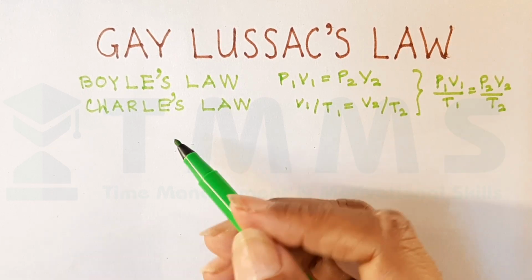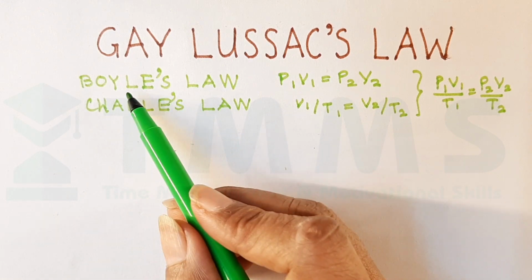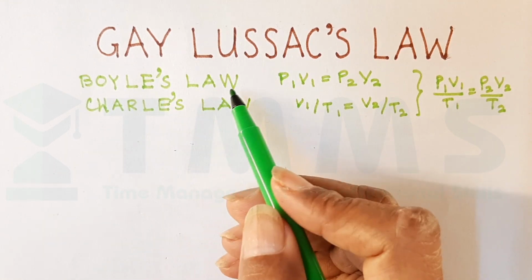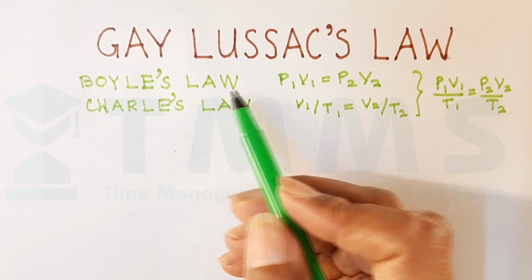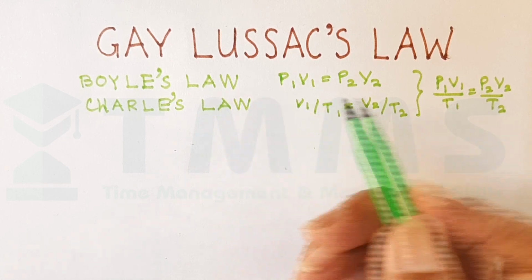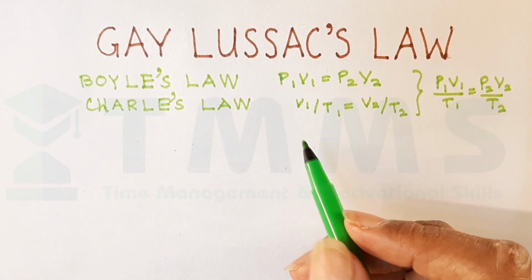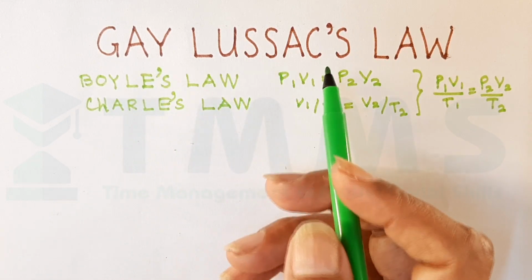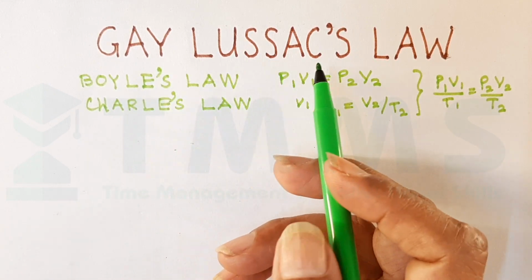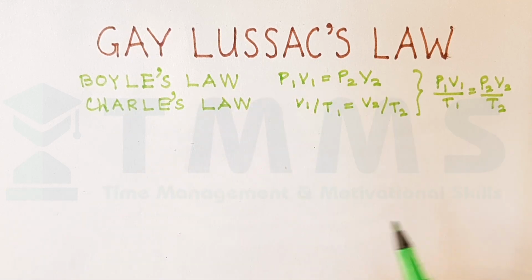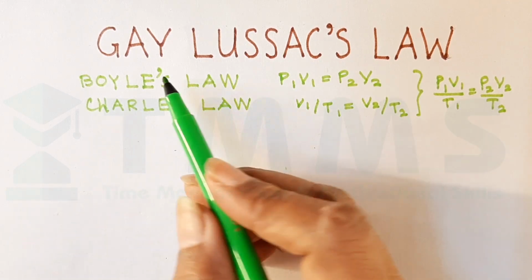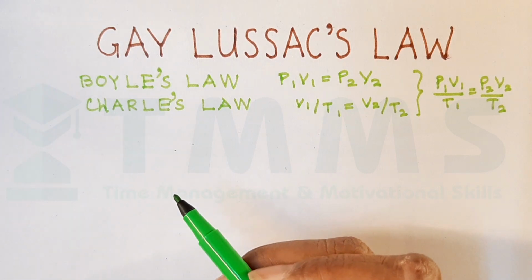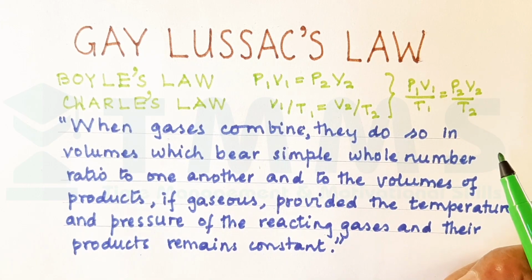Now, these laws give us the behavior of the volume of the gas when the temperature or the pressure are changed, or both of them are changed together. But when we want the gases to combine with each other, when they react with each other, what happens to the volume of those? And that is given by Gay-Lussac's law. What does Gay-Lussac's law say?